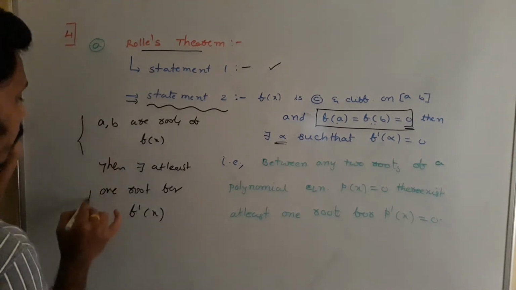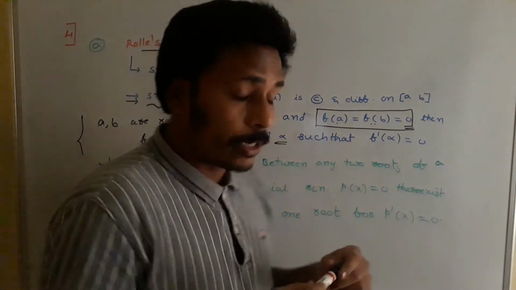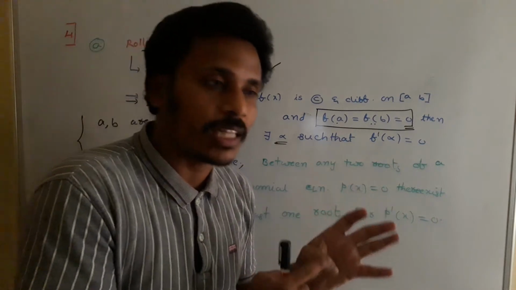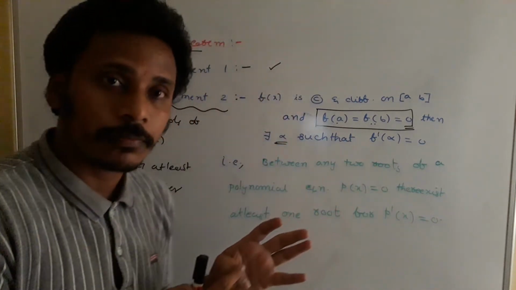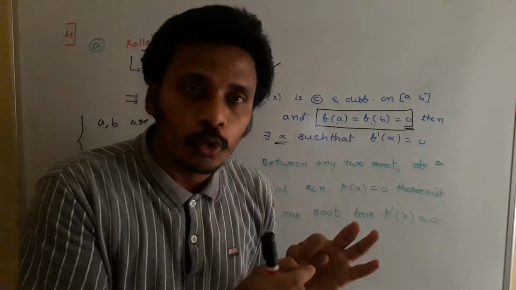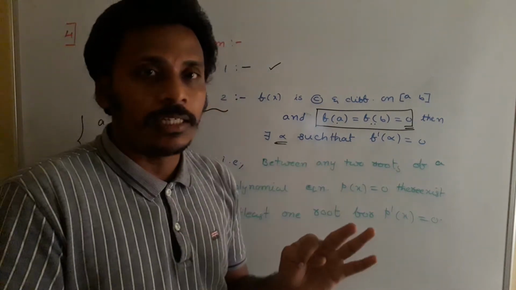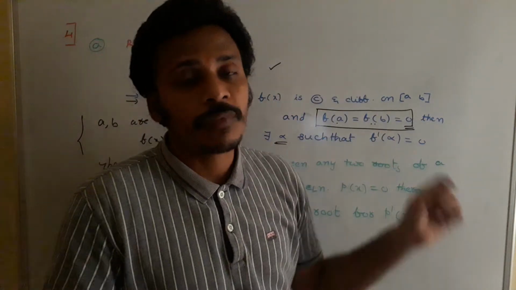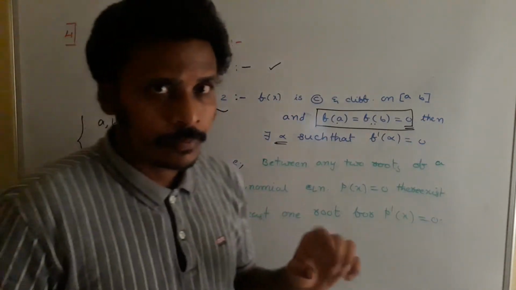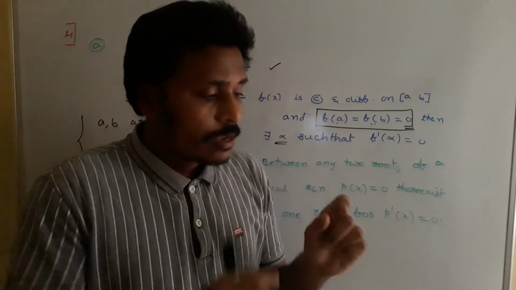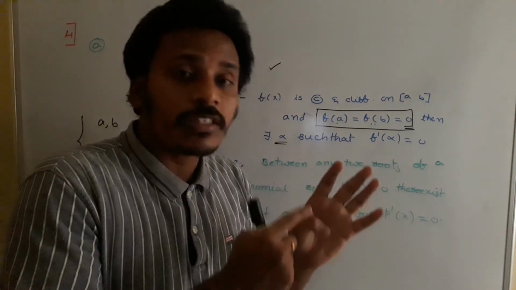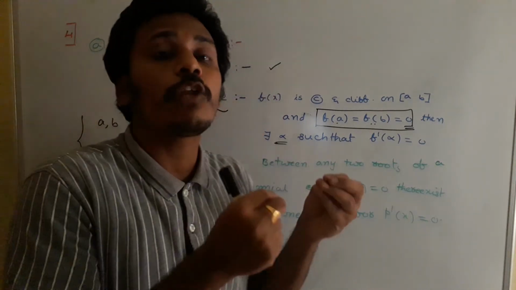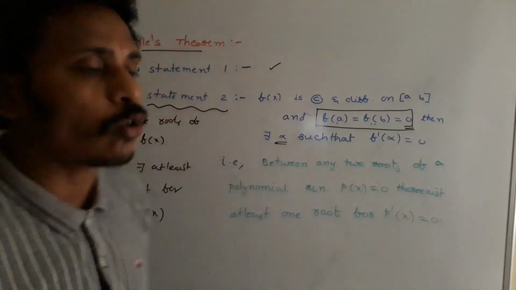This is statement 1. Okay, for statement 2 of Rolle's theorem, first of all we need to check the continuity and differentiability of a function, and then we need to identify any two roots of the function. Then automatically there exists at least one root for the derivative of the function in between the roots. Once again, if a function is continuous and differentiable, then for sure there exists one root for the derivative of the function in between the roots of the function.